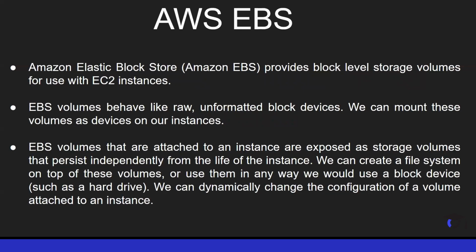Amazon Elastic Block Storage, which is also called Amazon EBS, provides block level storage volumes for use with EC2 instances. And EBS volumes behave like raw, unformatted block devices. We can mount these volumes as devices on our instances.